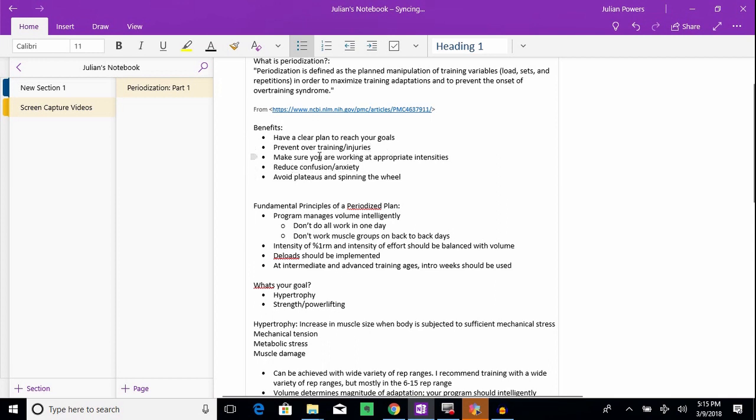Another one that doesn't get as much attention, and this is a big one in my opinion, is that when you have a periodized program, there's a lot less confusion and a lot less anxiety when it comes to working out. From personal experience, I've seen people come in and test a 1 rep max either every workout or every week at least. Once you're past the beginner stage, you're not going to be able to hit a new 1 rep max every week.